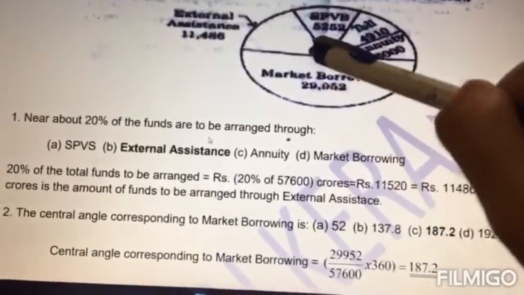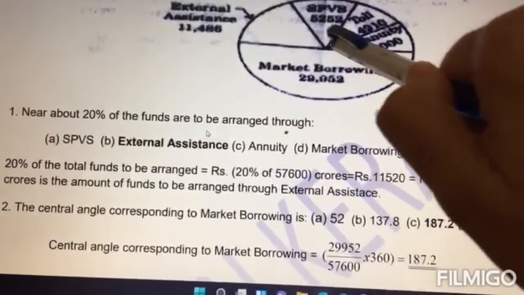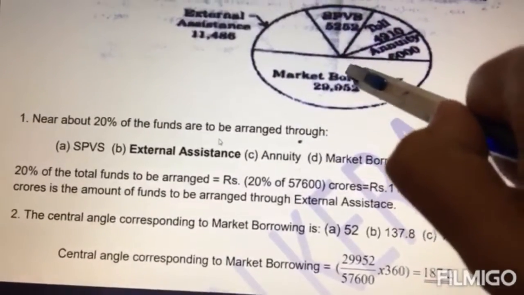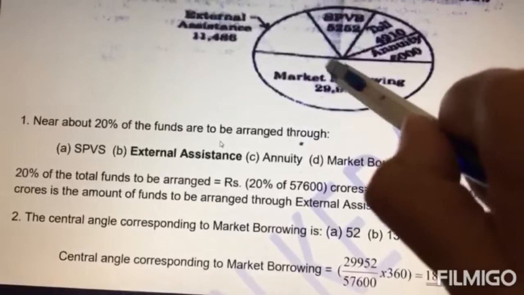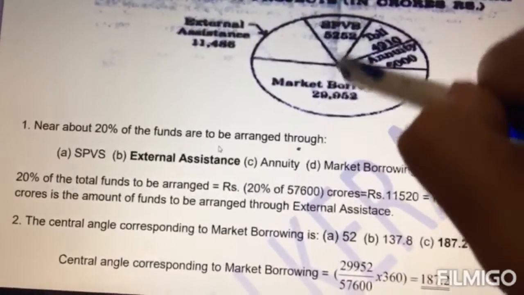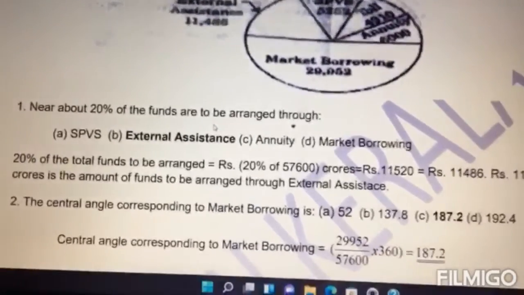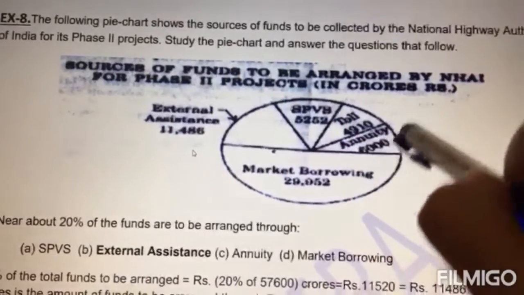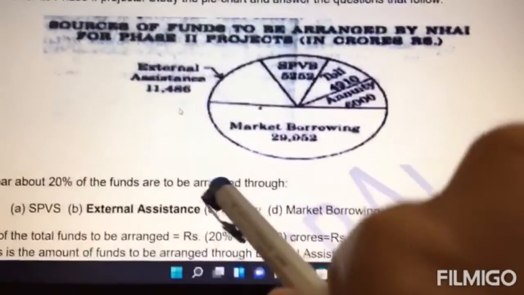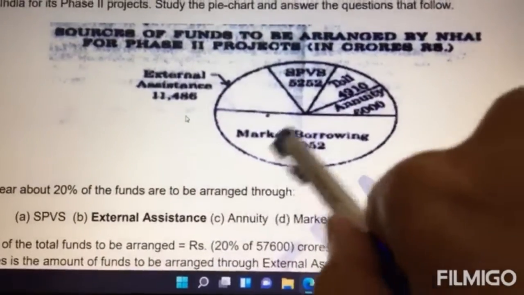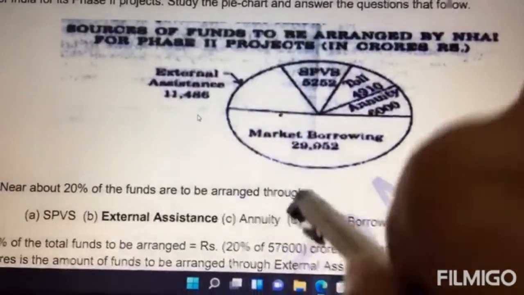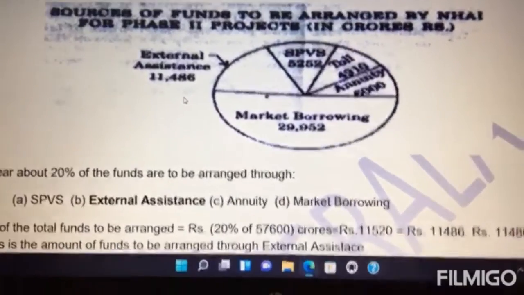Remember that. So angle around the center of a circle is 360 degrees. Semicircle, the angle will be this much. Semicircle means what? Half of a circle. So half of circle angle would be 360 divided by 2. All right. Similarly, for the other regions of this pie, these kinds of regions are called sectors. The angle of a sector for this one, for example, external assistance, would be calculated the same way as we did for market borrowing: amount of external assistance divided by total, times 360. All right.